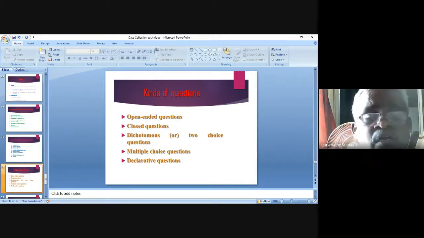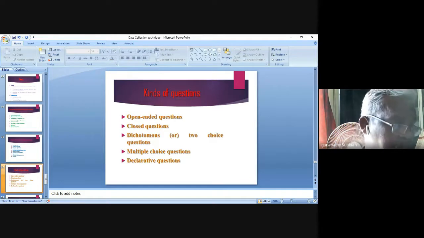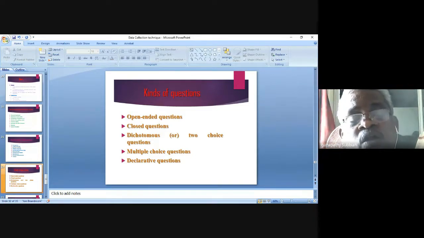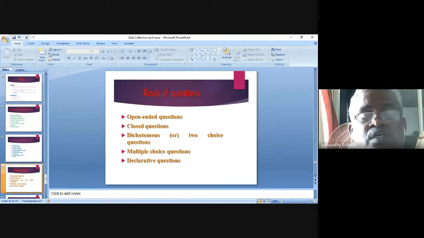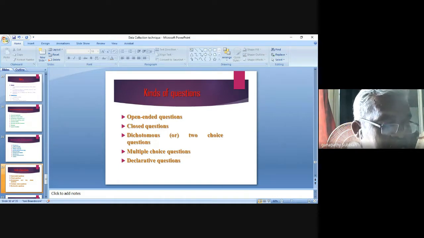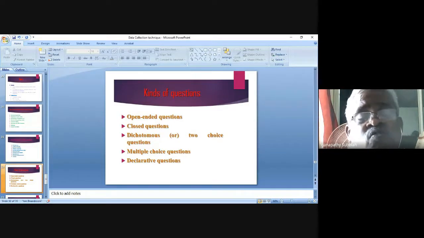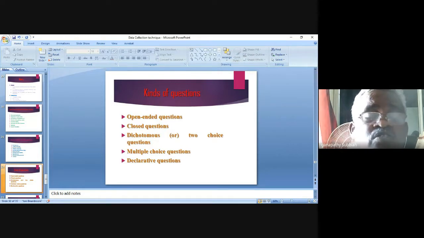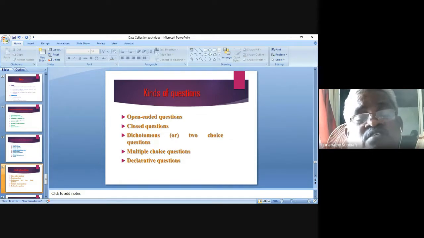The next type of question is dichotomous or two-choice questions. The dichotomous questions can be answered with one of two responses, for example, yes or no types. For example, does the advertisement make a consumer buy the product? The answer by the respondent is yes or no. There are two choices, first or second. That is the dichotomous type of question in a structured questionnaire.